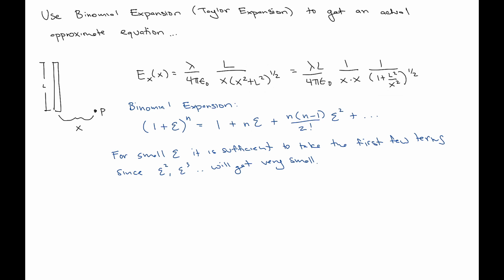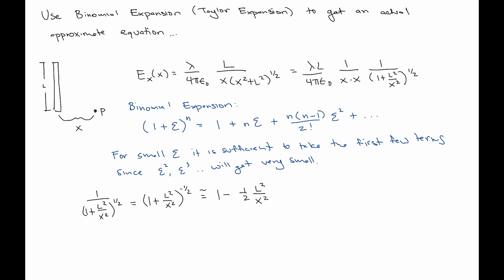Okay, so let's apply this approximation to our equation for the electric field. If I take just this part, the binomial approximation is actually a little bit easier. Let me write it like this: 1 plus L squared over X squared, to the 1/2 power. The binomial approximation tells me that to first order, this is approximately equal to 1 plus 1/2 times L squared over X squared.